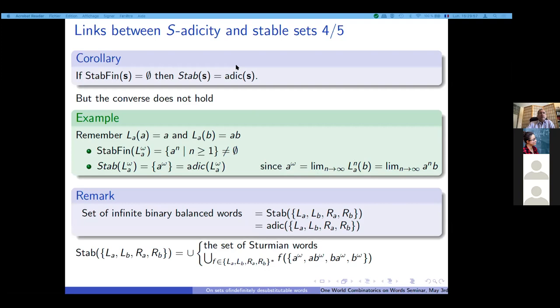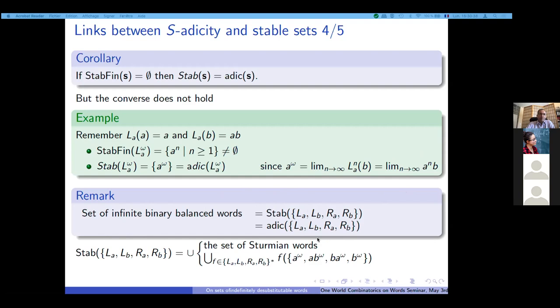Another example of cases where we have equality between stable sets and adic sets is the case of infinite binary balanced words, where we can see that the stable set we have already characterized in this talk corresponds exactly to a set of adic words, with some similar structure as in this example here. Because the stable set is a set of Thue-Morse words plus a union of all images by a morphism, which is a composition of finite elements of this set, of one of the words here.